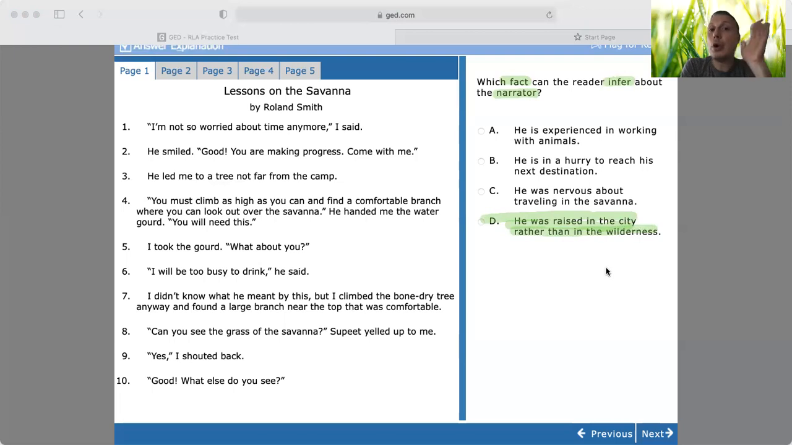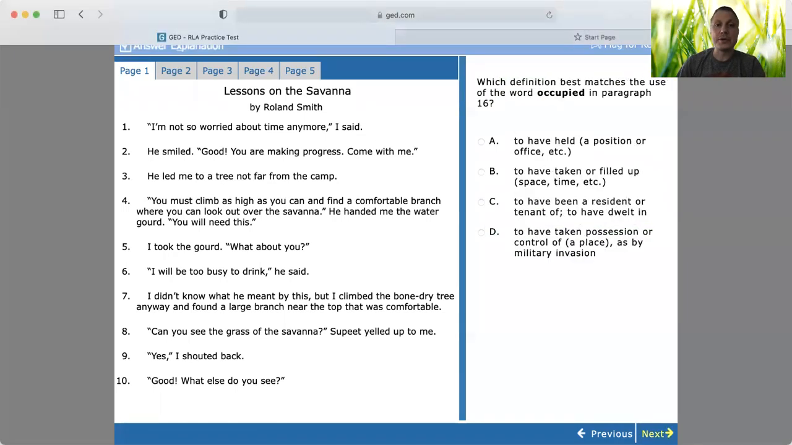They mentioned New York. That's why we read it very slowly. And in New York, they did not do those things. Obviously, same thing with you guys being out here in Chicago, unless you go into a different area. But he was raised in the city rather than in the wilderness. So that is the best fact in here. So, okay, let's move on to the next question.